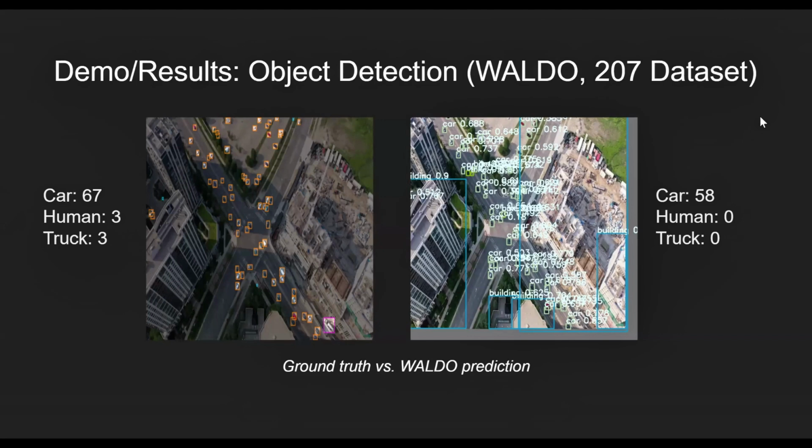This is an example of how the Waldo model is lacking. It doesn't detect many of the cars, it doesn't detect any humans, and it doesn't detect any of the trucks.